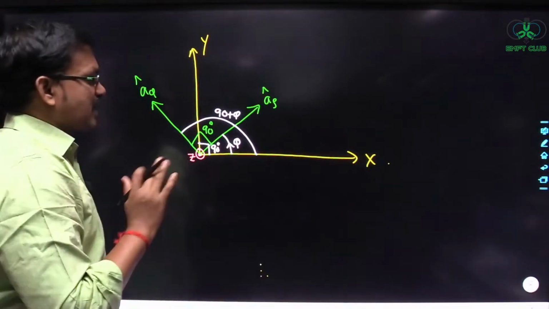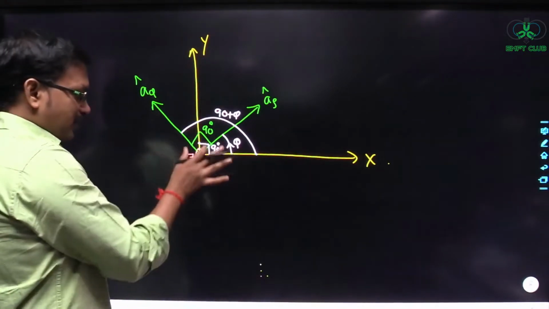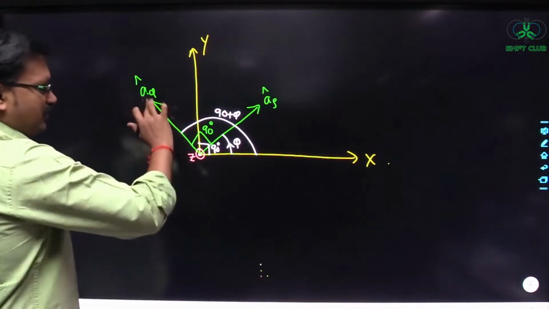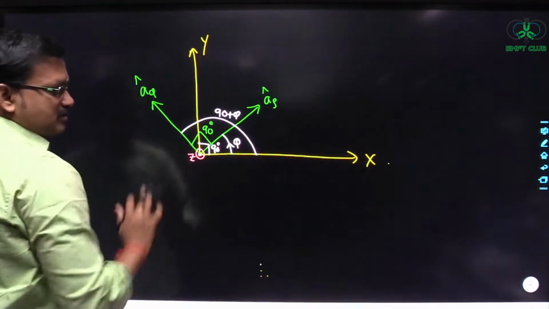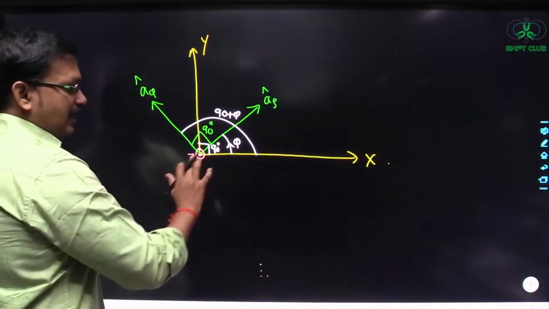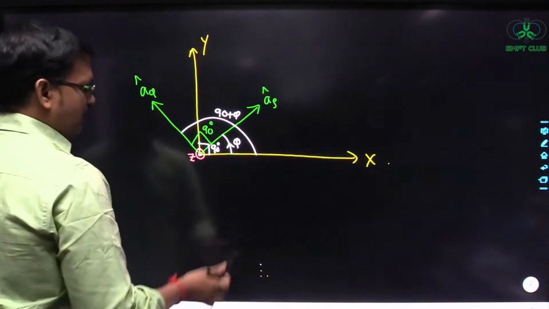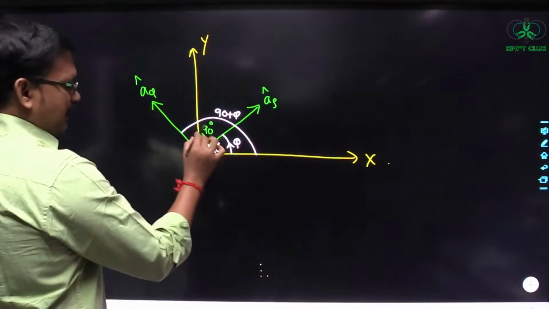Understood? It is as simple as that. That's why I am trying to write all the angles here. The angle between a phi cap and the x-axis is nothing but 90 plus phi, and the angle between a rho cap and the x-axis is phi.